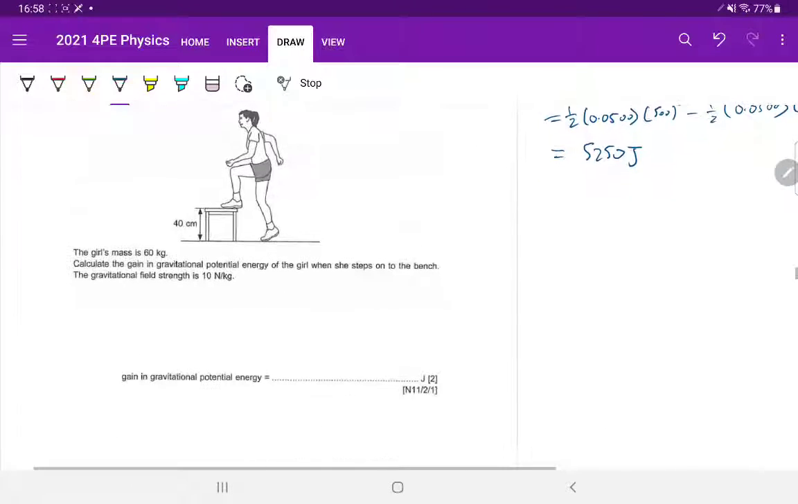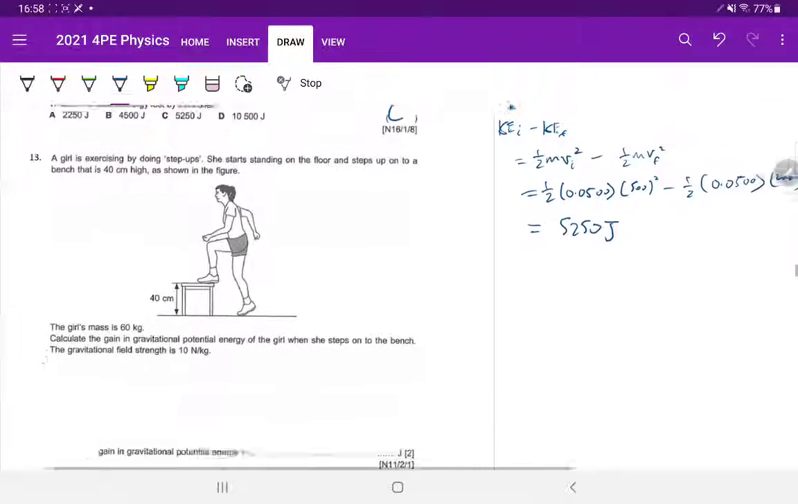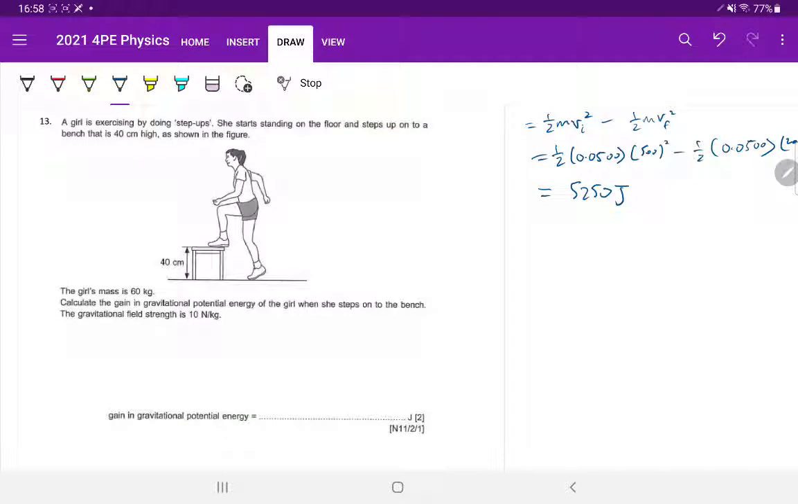Question 13. A girl is exercising by doing step-ups. The bench is 40 cm high, her mass is given, so m is here, h, they tell you that g is here, so they ask you the gain in gravitational potential energy when she steps up on the bench. It's really straightforward, so gain in GPE equals mgh. Okay, m is 60 kg, gravitational field strength is 10, which is good.